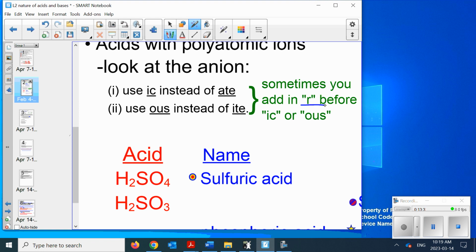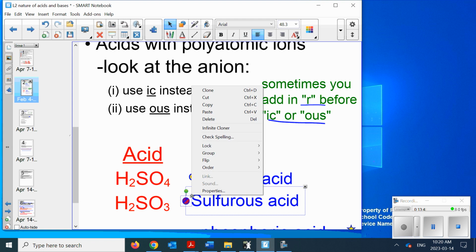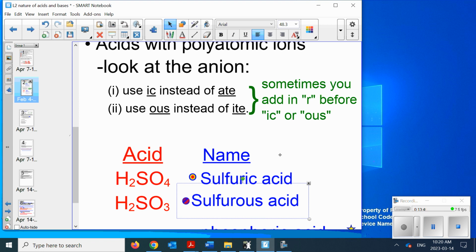Sometimes you add in an R before you get to the other. You're getting a feel for it, and there's not that many acids that we talk about in high school. Anyway, if I say sulfurous acid, that's what I'm talking about. Sulfuric acid, SO4.